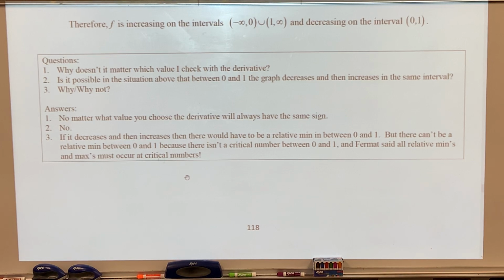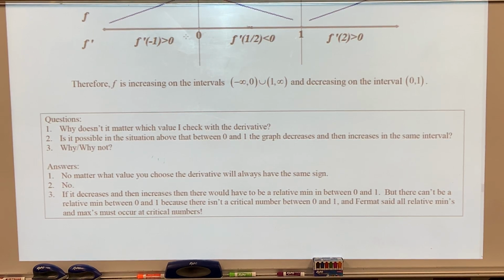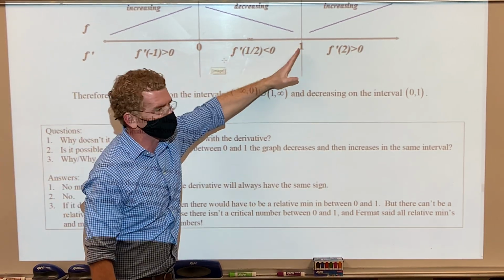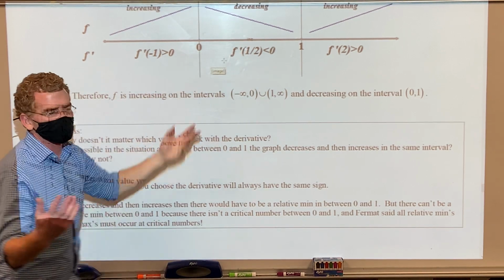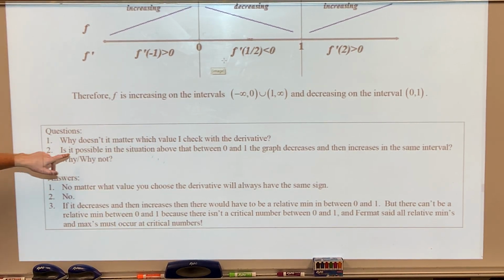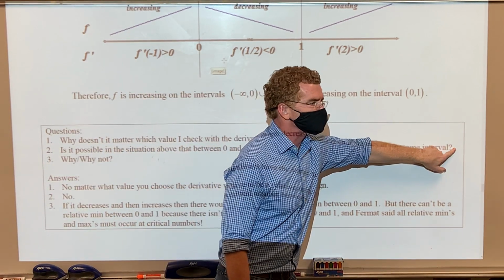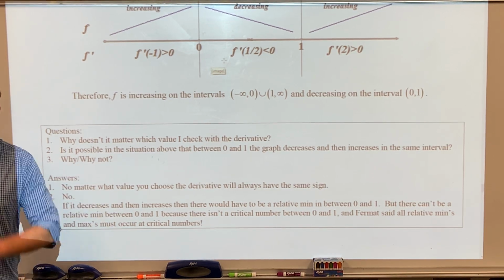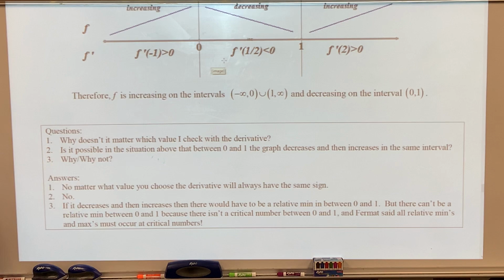Questions. Why does it matter which value I check with the derivative? Why doesn't it matter? Why doesn't it matter which value I check with the derivative? That doesn't even make sense to me. Negative seven. Okay, yeah, so why am I picking, why does it matter? Because everything in this interval is going to be negative, so it doesn't really matter. Maybe I need to word that better. Is it possible in the situation above that between 0 and 1 the graph decreases and increases in that same interval? Because there would have to be another critical number, right? And there aren't any other critical numbers. And then we just answered that.